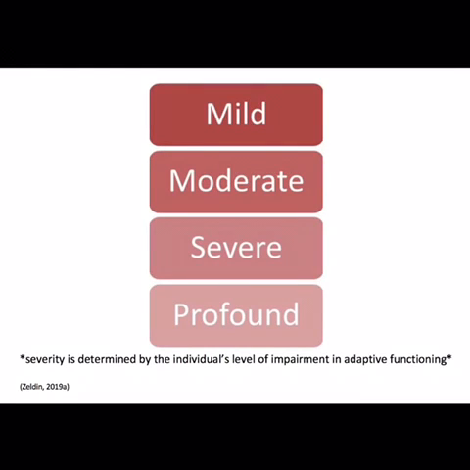The DSM-5 categorizes the severity of ID as mild, moderate, severe, and profound. The severity of ID is determined by the individual's level of impairment in adaptive functioning rather than his or her level of impairment in intellectual functioning. This is because the individual's level of adaptive functioning correlates to his or her level of required support.